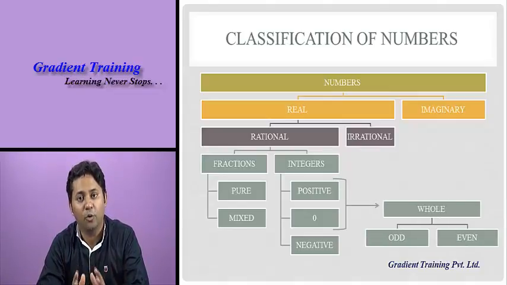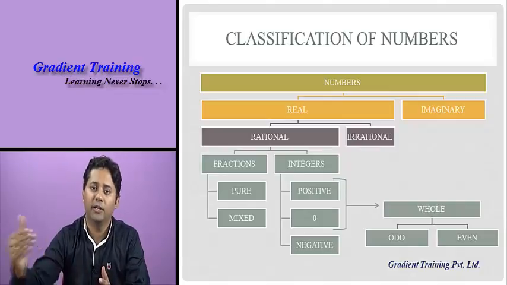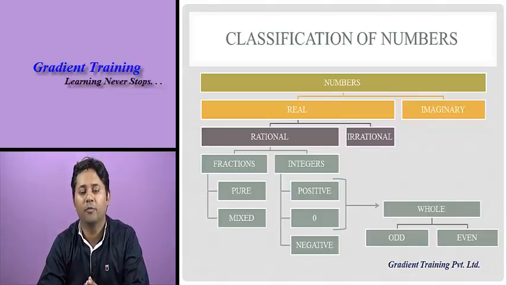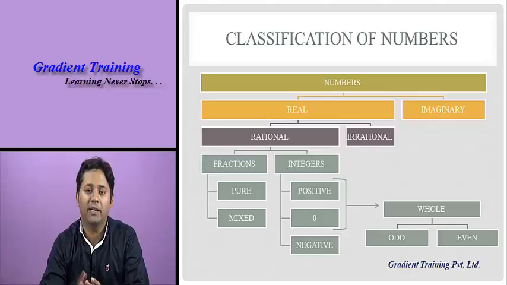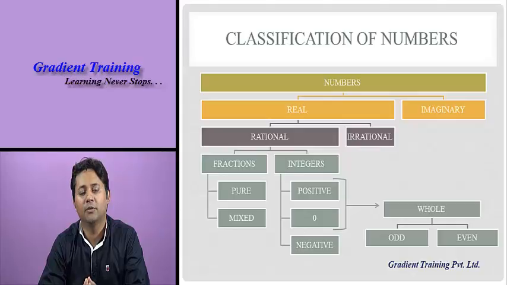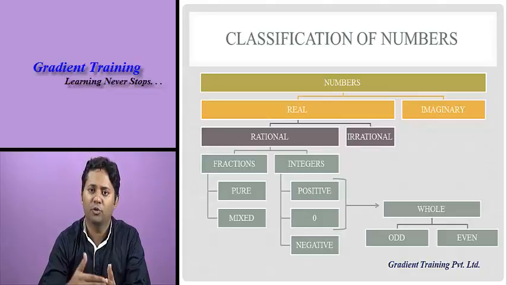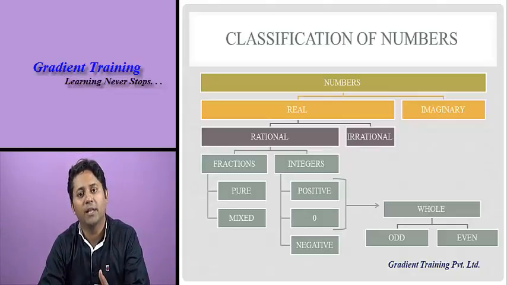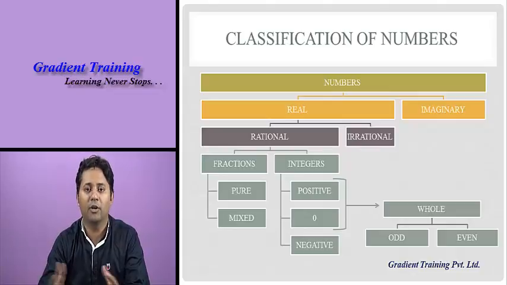If we classify whole numbers from 0 to plus infinity, we can classify them into two categories again, even and odd. Even numbers are numbers which can be divided by 2 with no remainder, and odd numbers are numbers which when divided by 2 leave a remainder of 1. So numbers like 0, 2, 4, 6, 8 and so on are even numbers, and numbers like 1, 3, 5, 7, 9 are odd numbers.